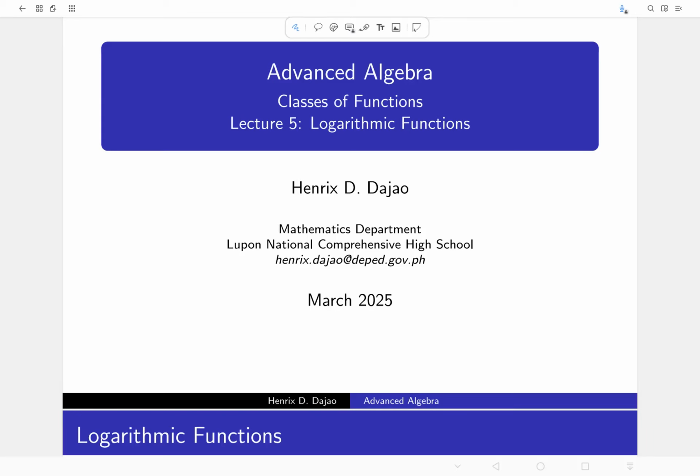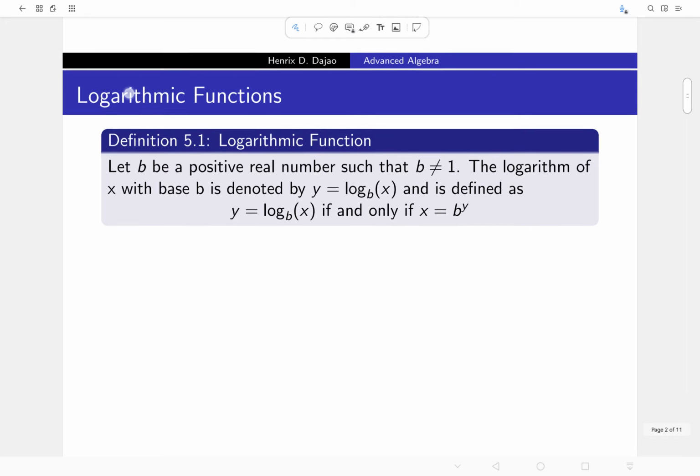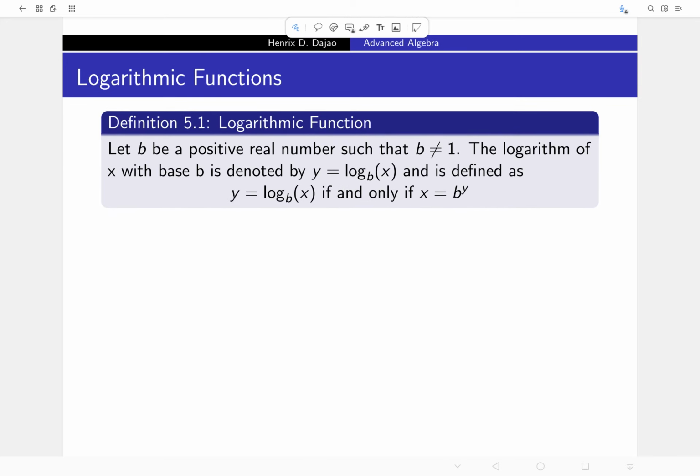Hi, in this video we're going to talk about another class of function called the logarithmic functions. So first we define what a logarithmic function is. Let b be a positive real number, so it should be greater than 0, such that b is not equal to 1. So again, b is a positive real number except 1. So 1 is not included as a possible value of b.